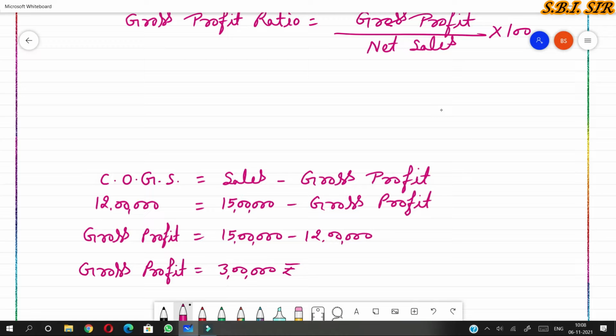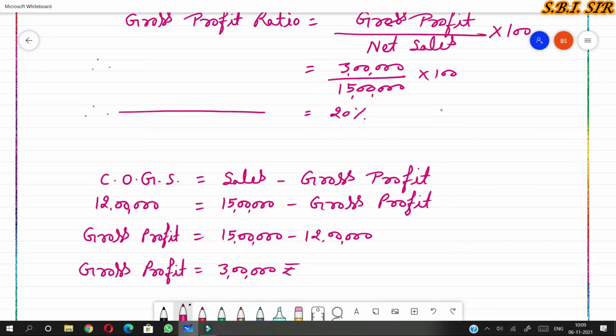So in the formula, gross profit is 3 lakh, net sales is 15 lakh, multiplied by 100. 3 lakh multiplied by 100 divided by 15 lakh, then we will get 20%. And it is our final answer: gross profit ratio equals 20%.